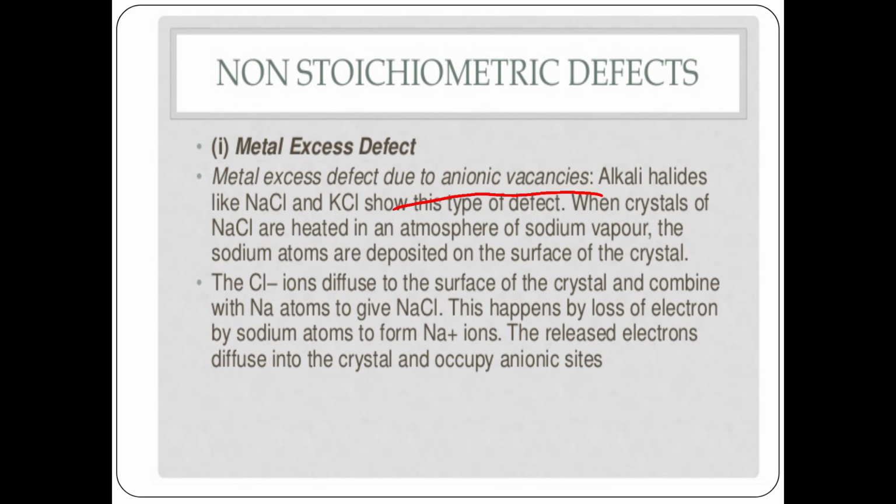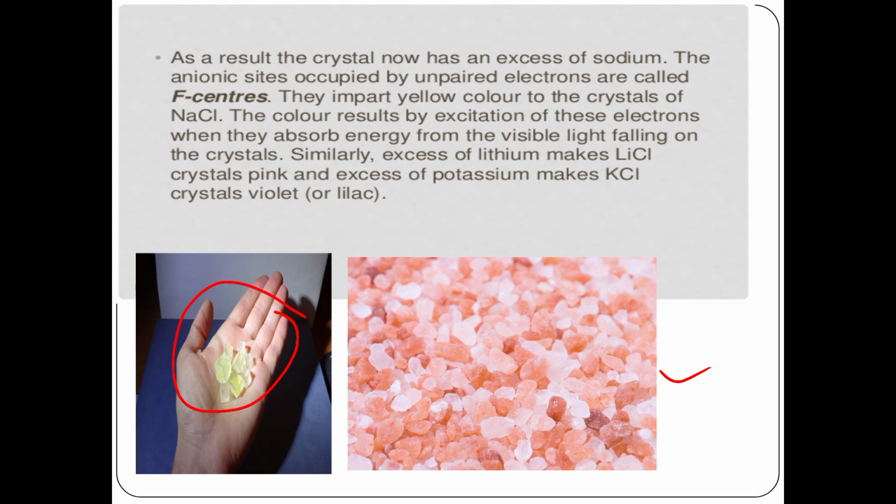So that will be Na. There is also chlorine in the crystal. The chlorine in the crystal will move from its site and create a vacancy, and it reacts with the sodium deposited on the surface. So this chloride and sodium react with each other to create more sodium chloride. This sodium will donate one electron and react with the chloride. This donated electron will sit in the vacant spaces created by the chloride. So it is due to the anionic site.